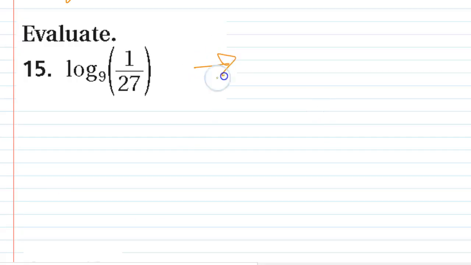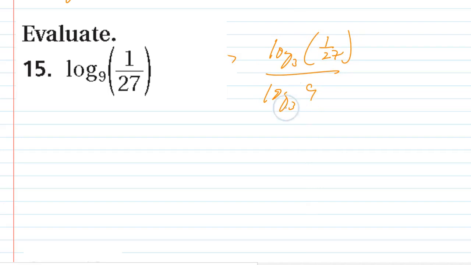Here's another one that's probably easier to do in our head than actually plug it into the calculator. I can use a change of base, and I would say log base 3 of 1/27 divided by log base 3 of 9. Now, why did I use base 3? Because 3 goes into both 9 and 27. So then we ask ourselves, 3 to what power is equal to 27? Well, we know that 3 cubed is 27. Great, but it flipped upside down, so what we do is we use a negative exponent. So 3 to the power of negative 3 is equal to 1/27.